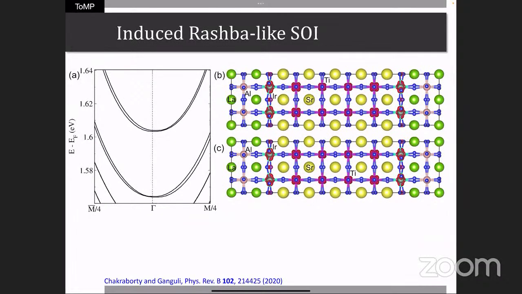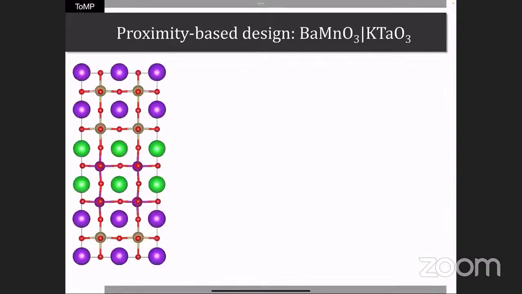And this gives us an idea. We consider another heterostructure, barium manganate and potassium tantalate. Here is a depiction of that heterostructure. The in between part is barium manganate. These are manganese atoms here. So barium manganate is usually not stable in cubic structure. It prefers hexagonal structure, but if we can deposit it on cubic potassium tantalate, it can be stable.